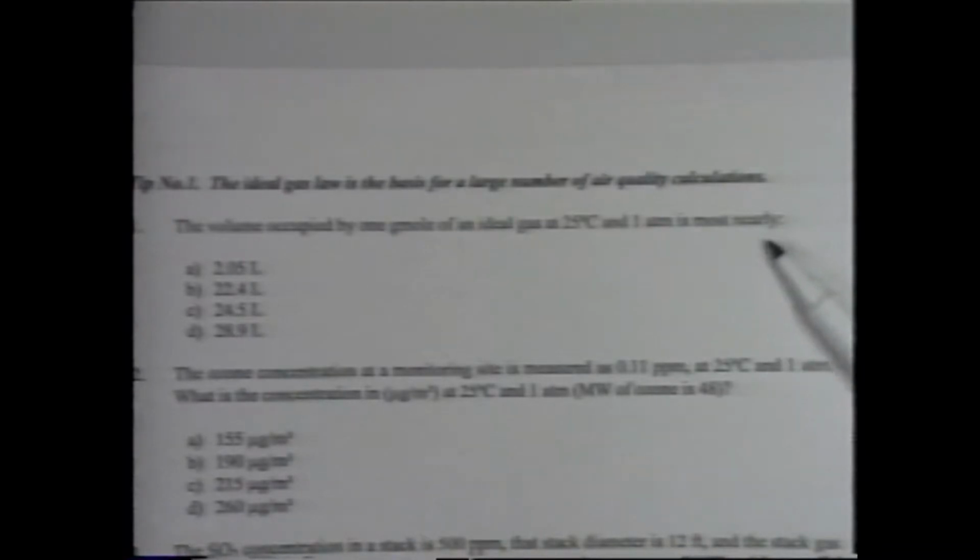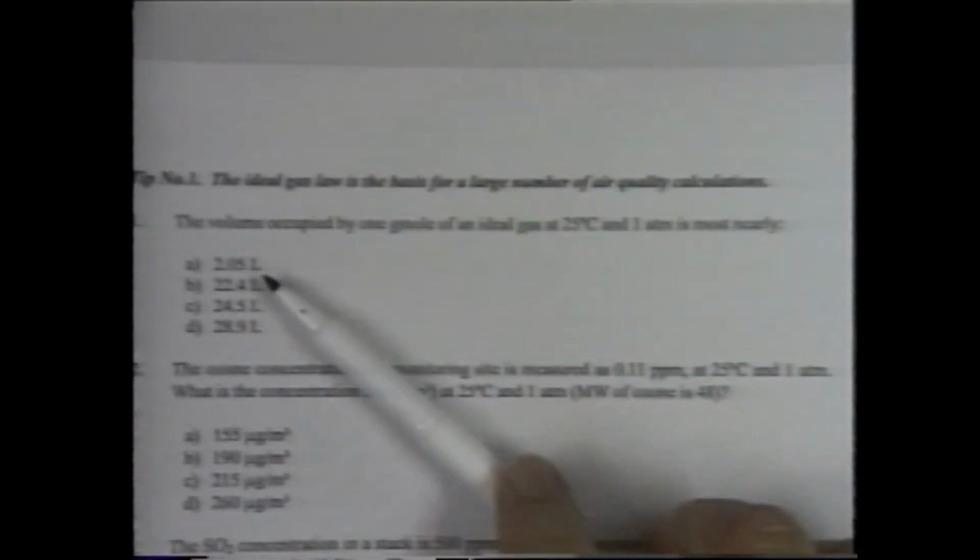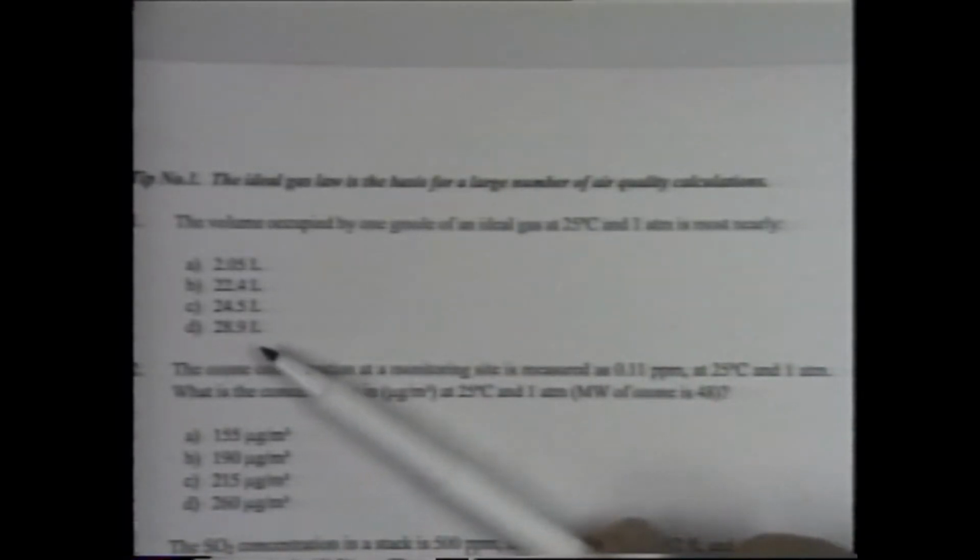All right, so the first problem is very simple. The volume occupied by 1 gram mole of an ideal gas at 25 degrees C and one atmosphere is most nearly. And you'll notice that the PE problems typically are worded this way so that you don't have to get an exact answer, but it's going to be rounded and there'll be enough separation that you'll be able to distinguish between the various choices. Now, you might simply just recognize the answer here.